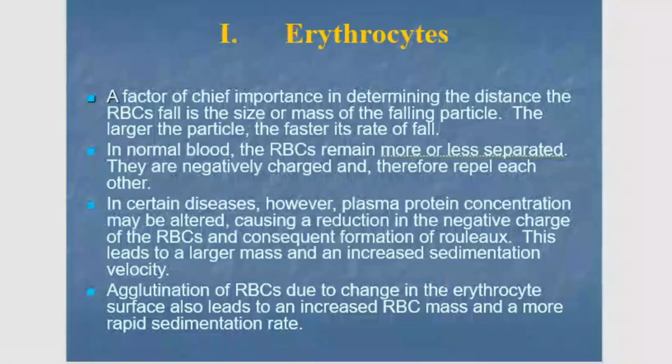And in normal blood, the red blood cells remain more or less separated. They are negatively charged and therefore repel each other. So red blood cells remain separated because they are negatively charged, and that is why they repel one another. When they repel one another, they will be separated inside. That's why you can't see red blood cells attached to one another.